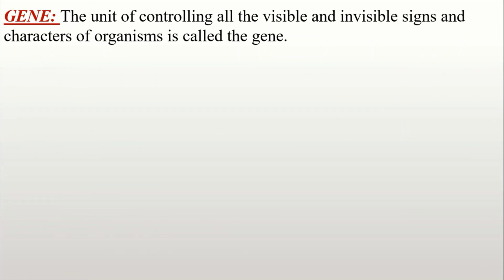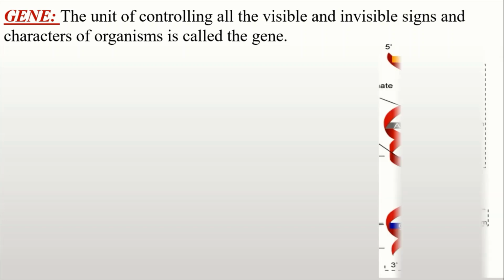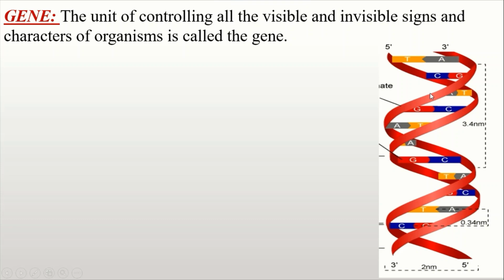The unit controlling all the visible and invisible signs and characters of an organism is called a gene. Gene is the smallest chemical unit which bears hereditary characters. In other words, any part of the DNA molecule that can take part in mutation is called a gene, or a gene is a part of DNA which bears the genetical information of living organisms. This one is a DNA, so we can say that a particular segment of DNA is called a gene.